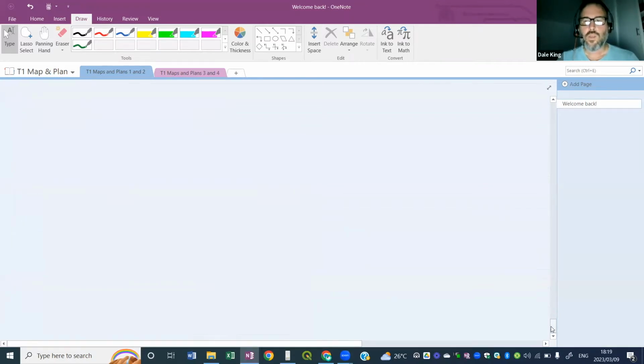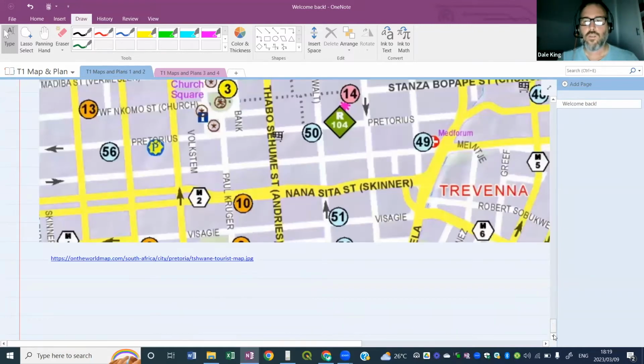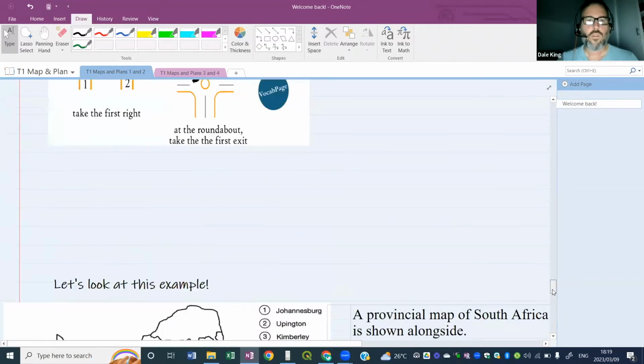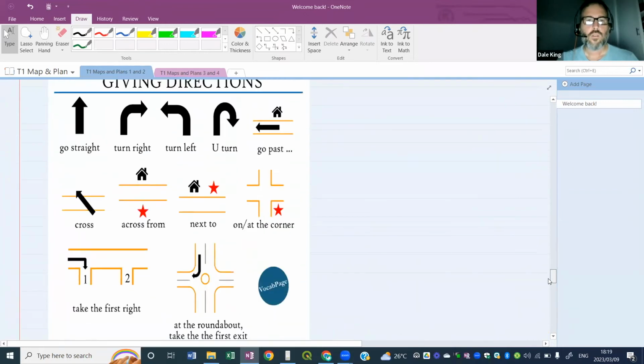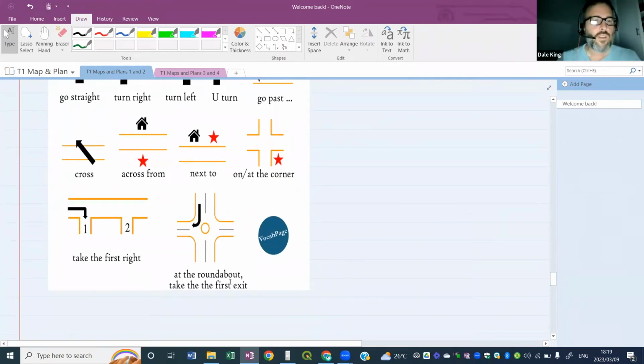Let's quickly scroll down a little bit. Oh, that's too far. Let's go up a bit. So you could also say, take the first right or take the second left. So if you're going past a lot of streets, it's important to note, don't just say go straight when there's a whole lot of streets that you pass. Refer to things that you're going past as you go along.